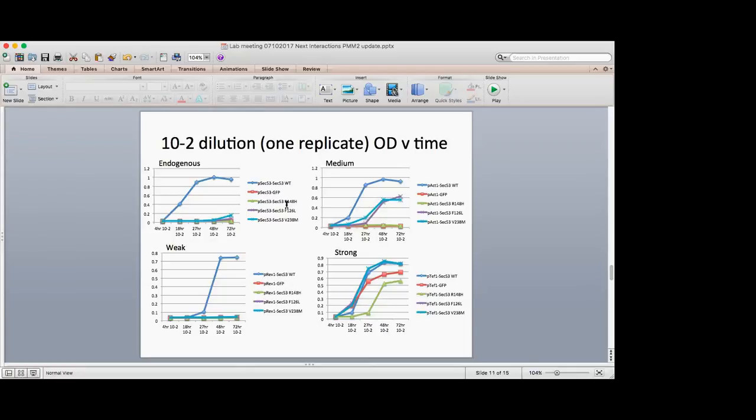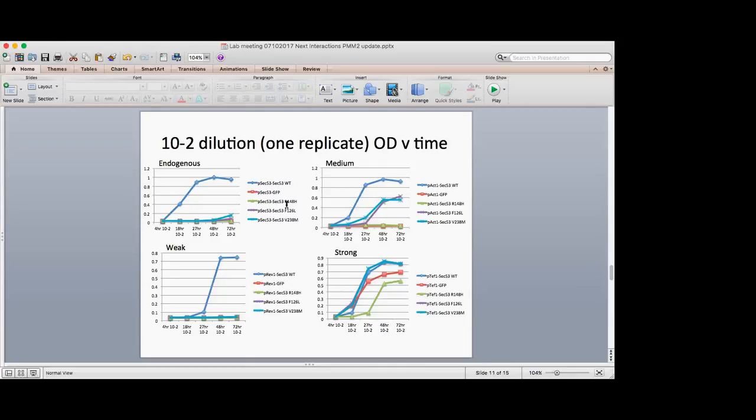And you can see here that the lighter blue line and the purple line are showing a kind of intermediate result compared to the blue and then the red, which would be the negative control. So it's almost like just exactly in the middle. And what that tells you is that the F126L and the V238M mutations are not so severe that they're a null. There must still be some Sec53 function left because it's supporting growth.